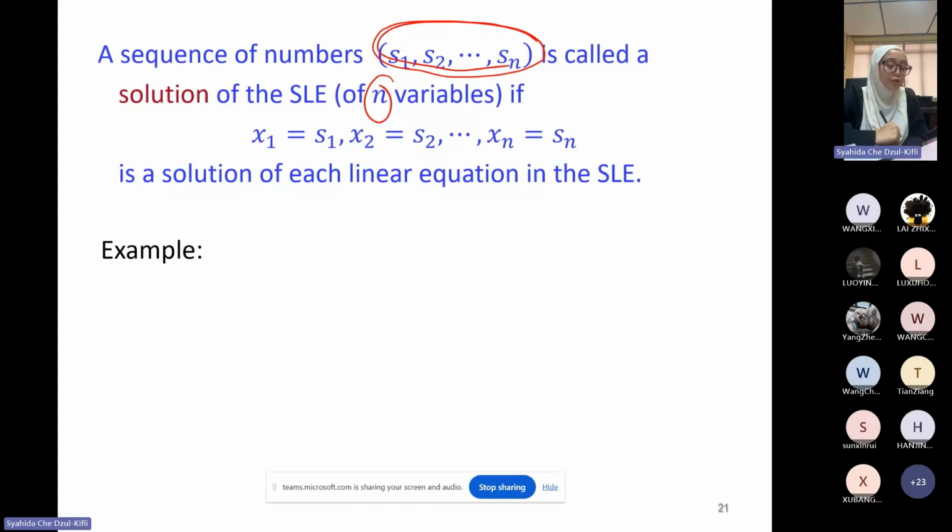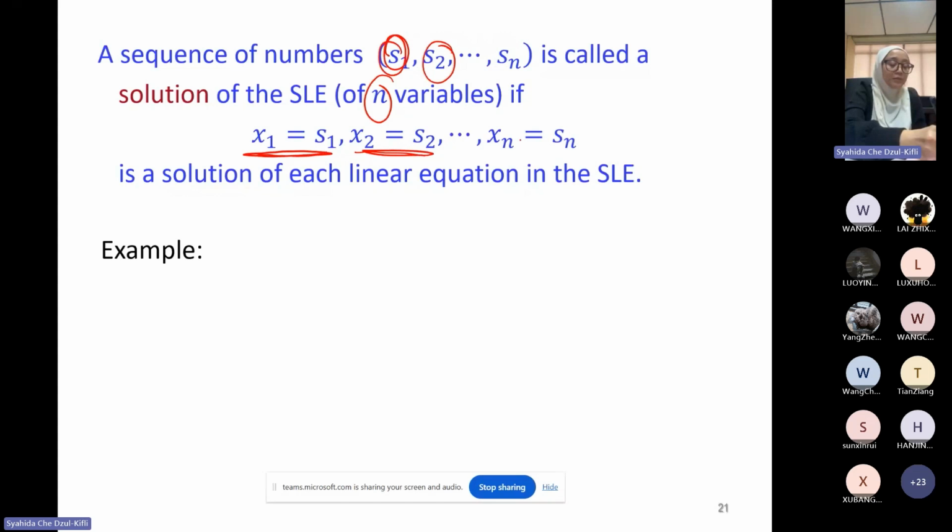This sequence is called a solution of the system of linear equations if, whenever we substitute x1 with s1, we substitute x2 with s2, and we do the same up to xn, we substitute xn with sn, the system of linear equations is satisfied. That means all of the linear equations in the system are satisfied with this solution.